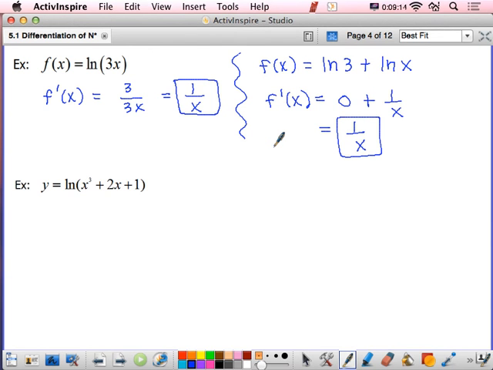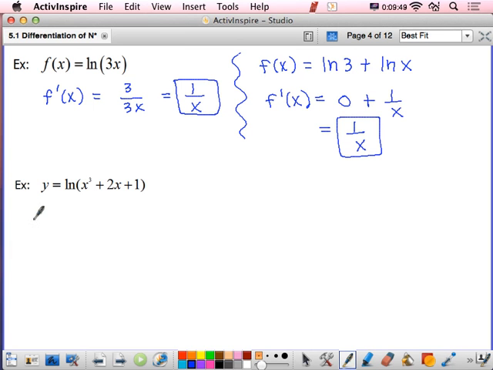Let's try this one. y equals the natural log of x cubed plus 2x plus 1. Let me caution you, that is not the same thing as the natural log of x cubed plus the natural log of 2x plus the natural log of 1. You can't distribute that natural log across addition and subtraction. You can only split up a natural log if the things are multiplied or divided. So a lot of people make that mistake. Just be really careful with that. You cannot expand that one. That's only allowed if you have multiplication or division.